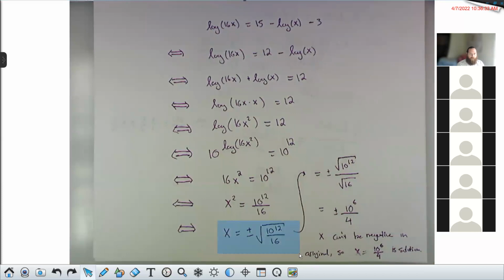Now, if you got to here and you said, I'm just going to take the positive square root of 10 to the 12 over 16, I would accept that also. If you just gave me this as your answer, I've got no problem with that. Or if you wanted to actually compute 10 to the 6 over 4, that's a pretty reasonable size number. 10 to the 6 is what, a million? So 1 million divided by 4 is going to be 250,000. So either this form of the answer, this form of the answer, or writing out the whole number, 250,000, all of those would be okay. Questions on any of these?